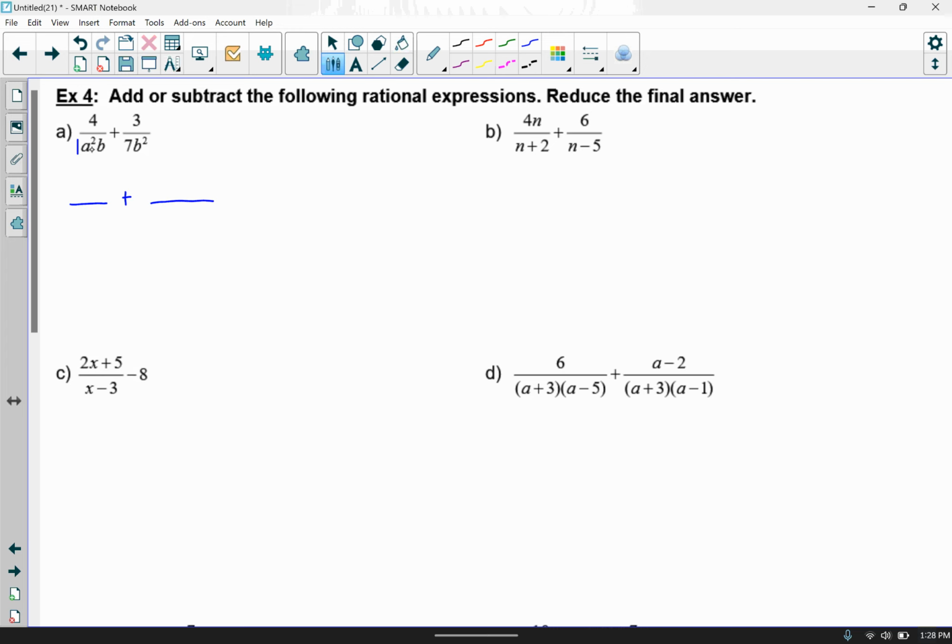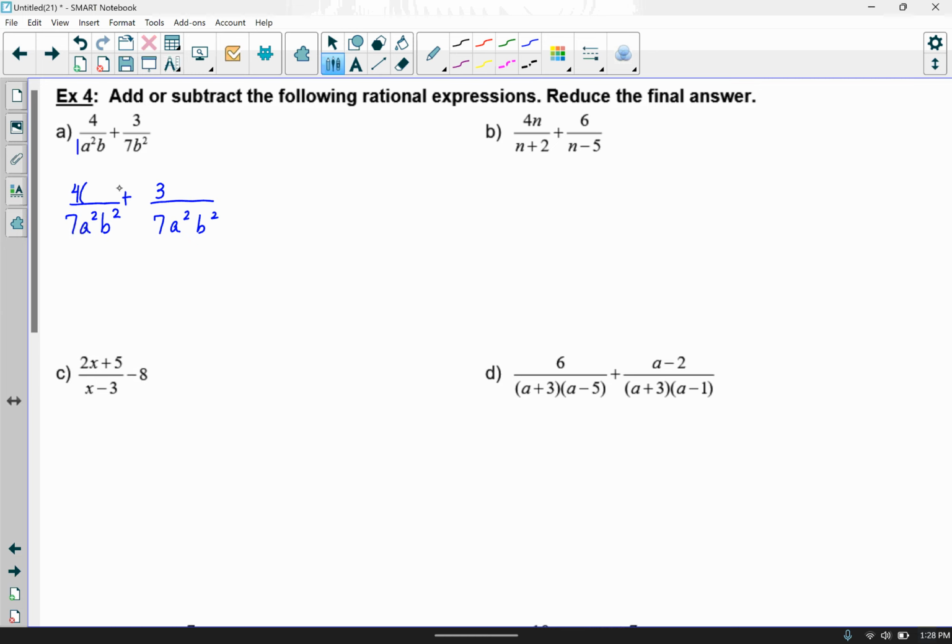Between 1 and 7, they will both go into 7, so 7's got to be part of my common denominator. I've got an a squared, so I'm going to need that. And then I've got b versus b squared, so I'll pull the highest, b squared. So 7a squared b squared is my common denominator. I'm going to bring down the existing numerators, which are 4 and 3.